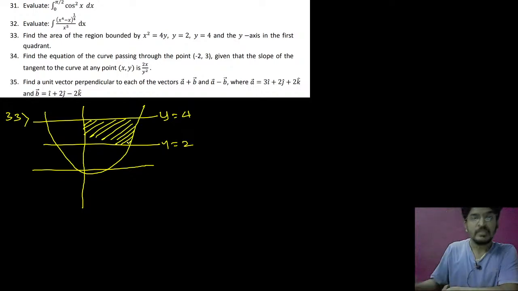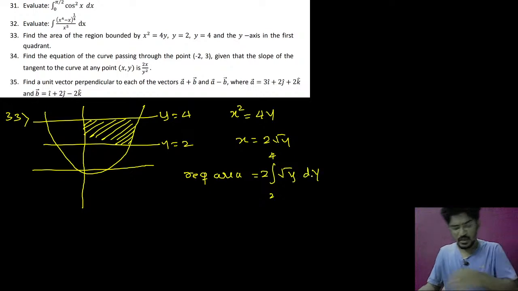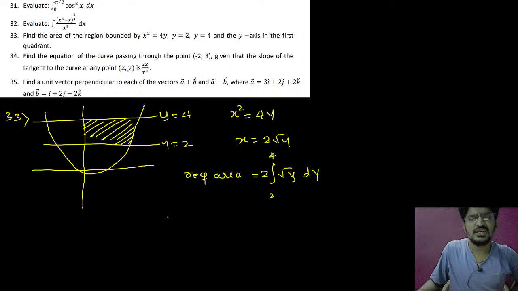Clear? So now here you have to do integration with respect to y. See, x square equal to 4y, x will be equal to 2 root y. You have to make integration for the required area. That will be from 2 to 4, 2 is constant, root y with respect to dy. Don't multiply one more 2 here, because they are asking only in the first quadrant. If they do not give the first quadrant, you have to write both. If they do not mention first quadrant, you have to multiply one extra 2 for the required area. So now no problem, you can directly go for it.